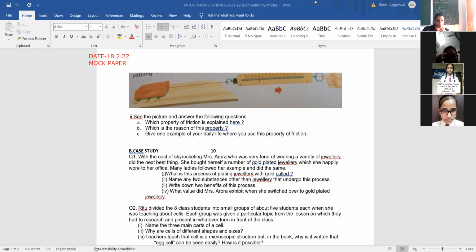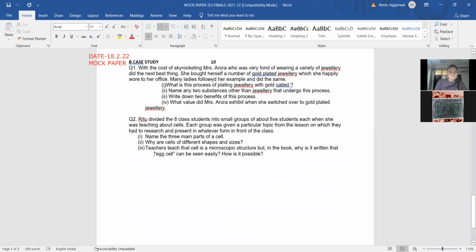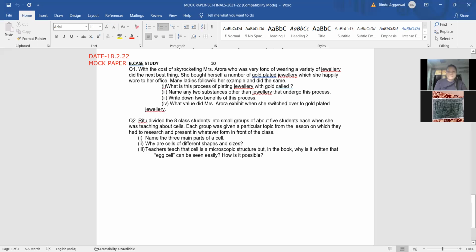Next is case study. Ananya Prasad, read this paragraph. Rest of the children can switch on the cameras. Case study. With the cost of gold skyrocketing, Mrs. Arora, who was very fond of wearing a variety of jewelry, did the next best thing. She bought herself a number of gold-plated jewelry, which she happily wore in her office. Many ladies followed her example and did the same.